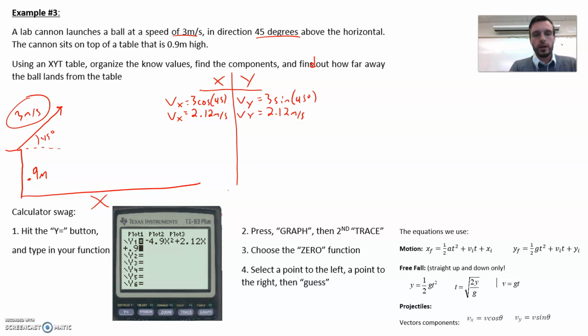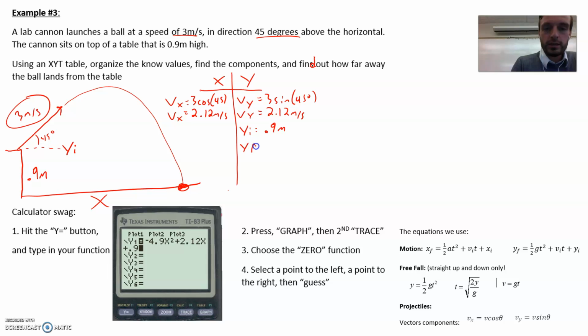Okay, what else do we know? We know the height. So this means that y initial was a height of 0.9 meters. When it comes back down, the y final is 0 because it's on the ground. It has a height of 0. So that's why the y initial and y final work out the way they do there. We also happen to know that g is negative 9.8 meters per second squared. Anything that is in free fall or a projectile flying through the air is going to accelerate downward with an acceleration of 9.8 meters per second squared.